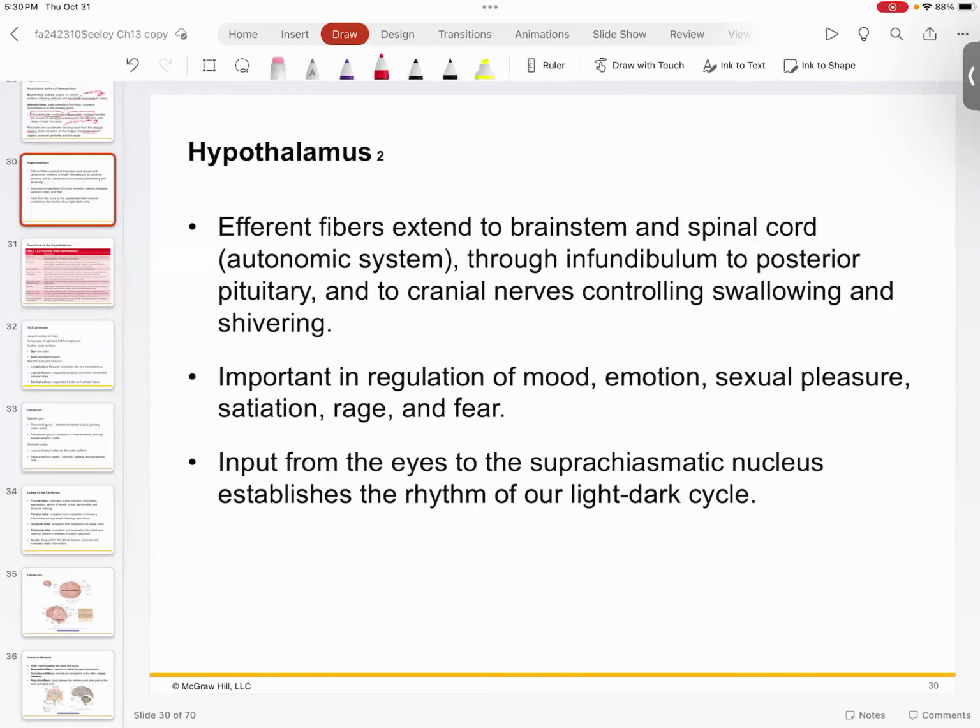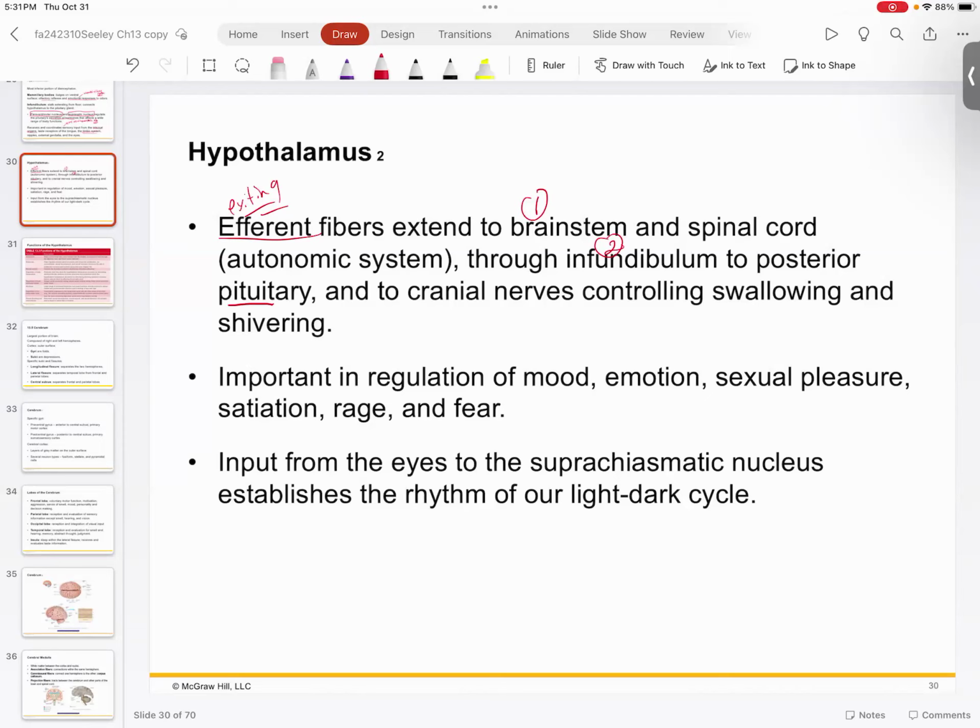So one thing that we see in the hypothalamus is that it is tied to the autonomic nervous system. So efferent, or those are exiting fibers, will go to the brainstem, to the spinal cord. You also have fibers that will go from the hypothalamus to the pituitary. So these are different regions. There's one set of fibers that will go from the hypothalamus to the brainstem to the spinal cord. A second set will basically communicate from the hypothalamus to the pituitary gland.